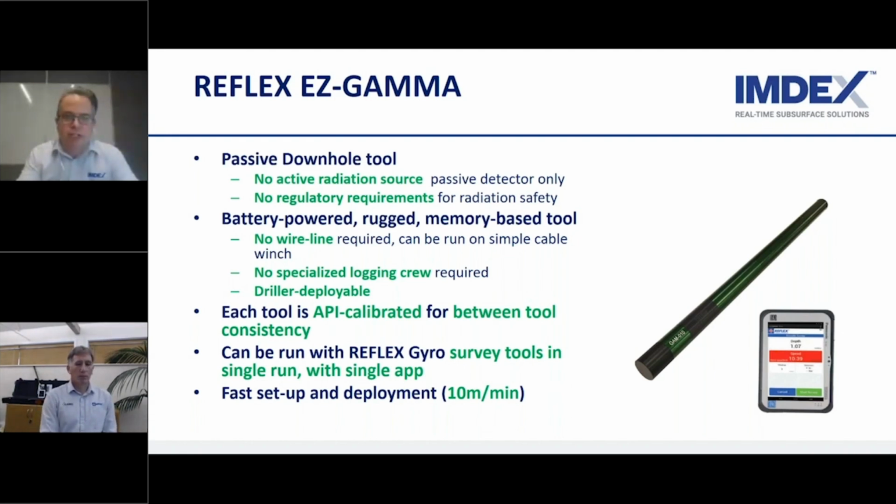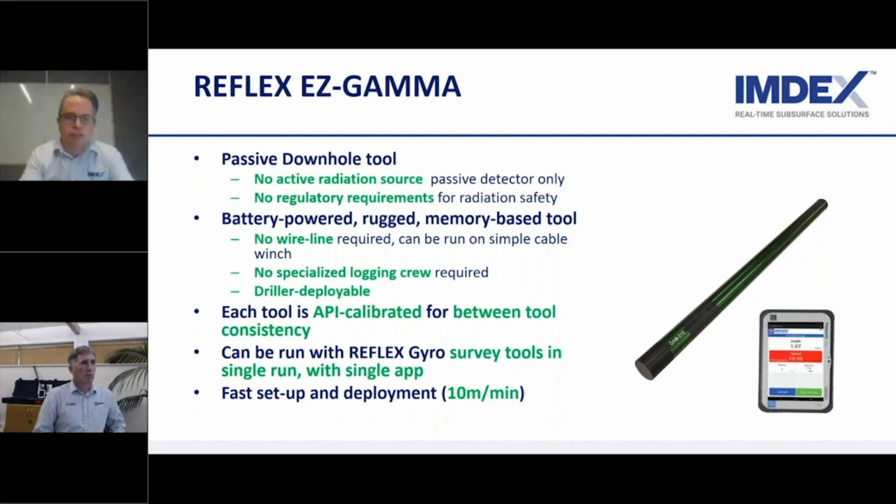And so that there's consistency between tools, each tool is API calibrated. So if you take one tool and swap it with another tool, you'll get the same results, and you don't require a specialist to be looking at the data. Another good thing about the EasyGamma is that it can be run simultaneously with the Reflex gyro survey tools. So you're collecting both your gamma data and your survey data in a single run with a single app, which I'll talk about in a minute.